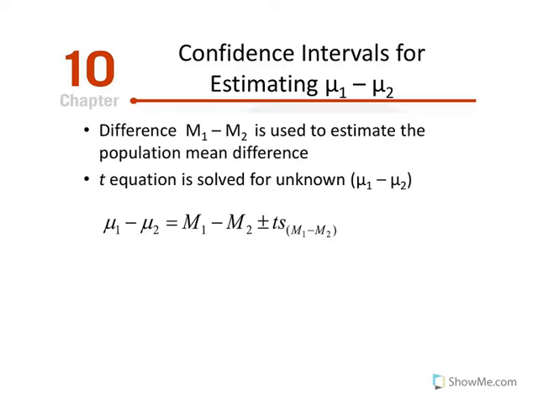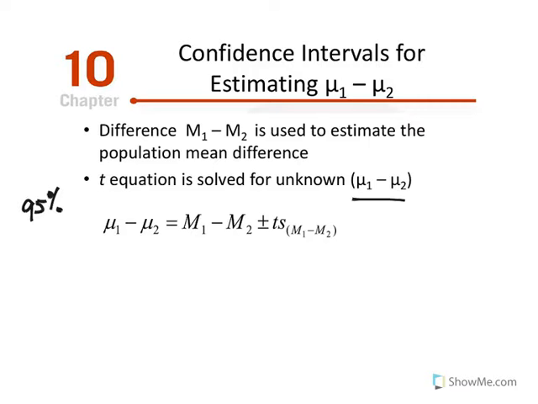And finally, as another supporting statistic, we're going to calculate a confidence interval. And this example instructs us to compute a confidence interval at 95%. So we're going to go through the steps to do that. The difference between sample 1 and sample 2 is used to estimate the population mean difference. The t equation is solved for the unknown population mean difference, and here's our new equation.